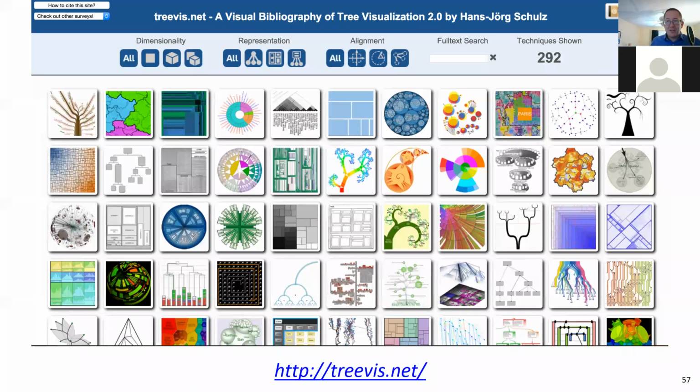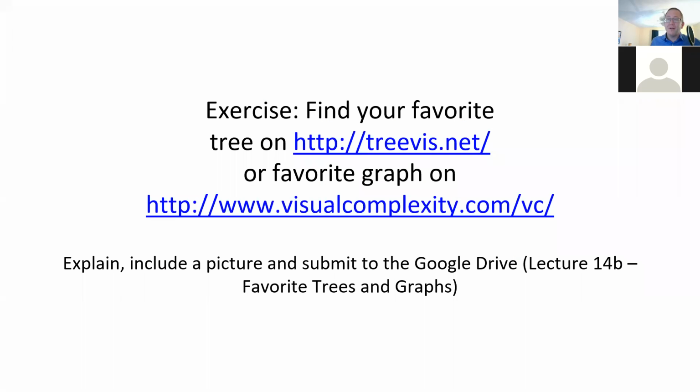And then we have another visualization of trees. What I'm asking you to do for the next little while, maybe 5 minutes, and then we'll pick it up again next time and look over what you submit, so I'll leave it open for you to work on afterwards. Find your favorite tree or graph on treeviz.net or Visual Complexity. Why do you like it? What's so great about it? Or maybe it's something you hate. If you want to go with hate, I'm okay with that too.